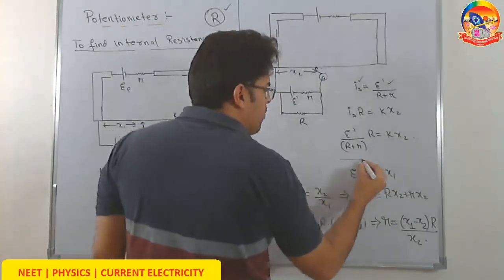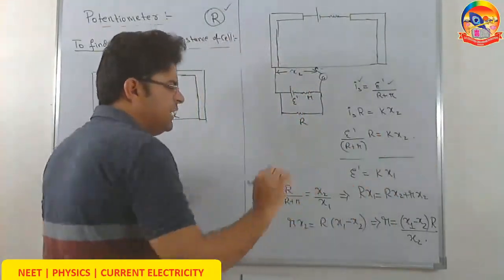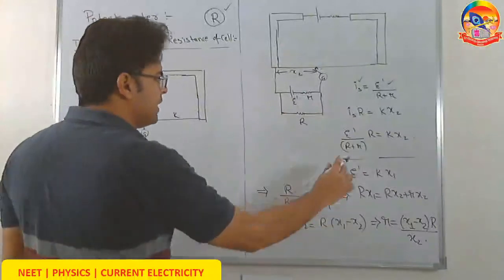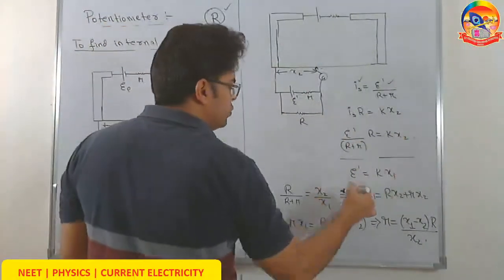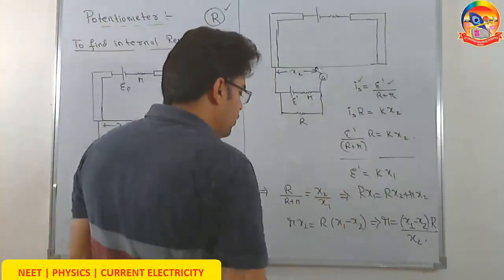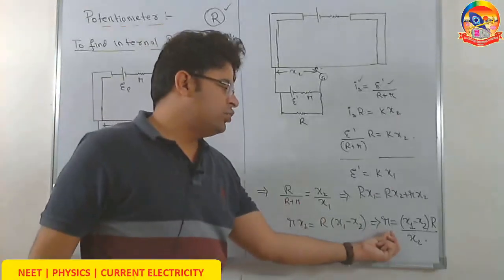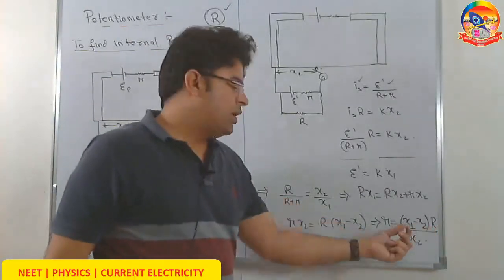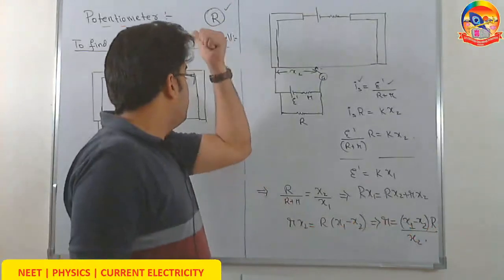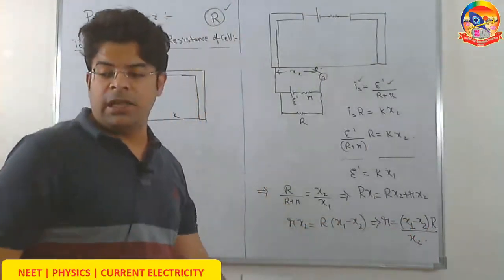If I divide both sides now, this term E dash will get cancelled. So you will get R upon (R plus r) equals x2 by x1. On solving, you can find out the internal resistance to be (x1 minus x2) into the known resistance used, upon the final balance length x2.